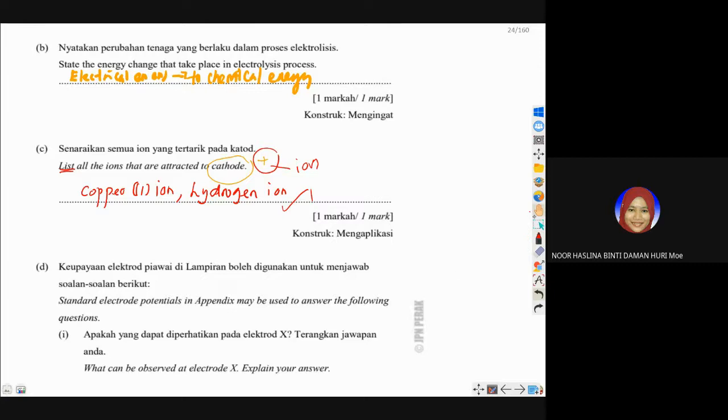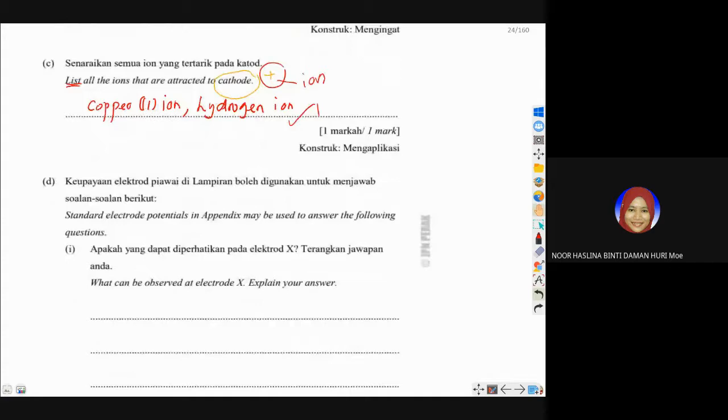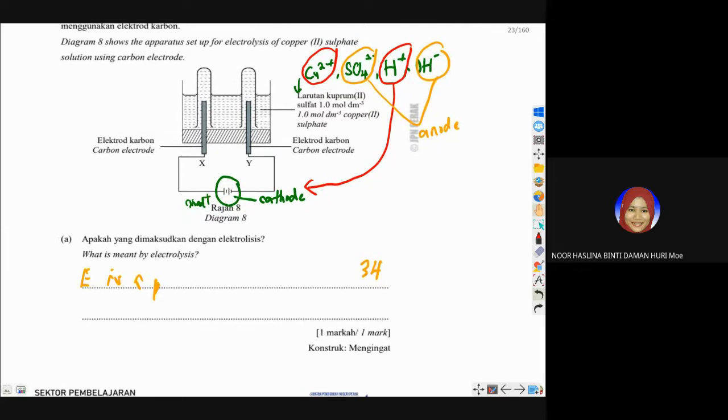Okay. Now D. Standard electrode potential in the appendix may be used to answer the following question. What can be observed at electrode X? What do you observe at electrode X? Okay, which one is electrode X? Let's look back. Okay, see? X is anode. Okay, X is anode. So we know this one is the anode.